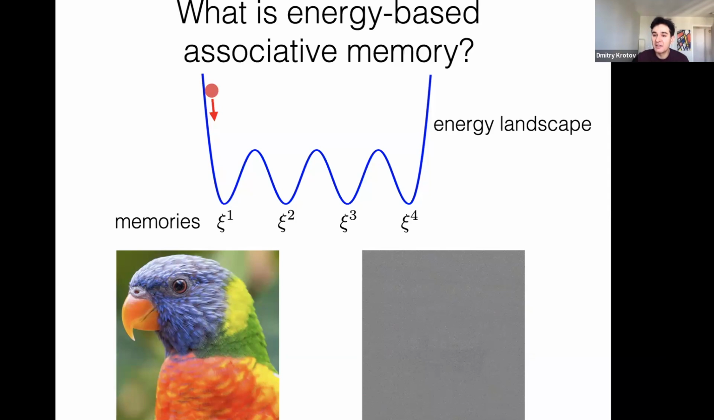The reason this idea is called associative memory is that this nonlinear dynamical system associates the initial state, where the ball is located at time t equals 0, with the final state where the ball ends up in the limit of time t goes to infinity, one of the local minima.